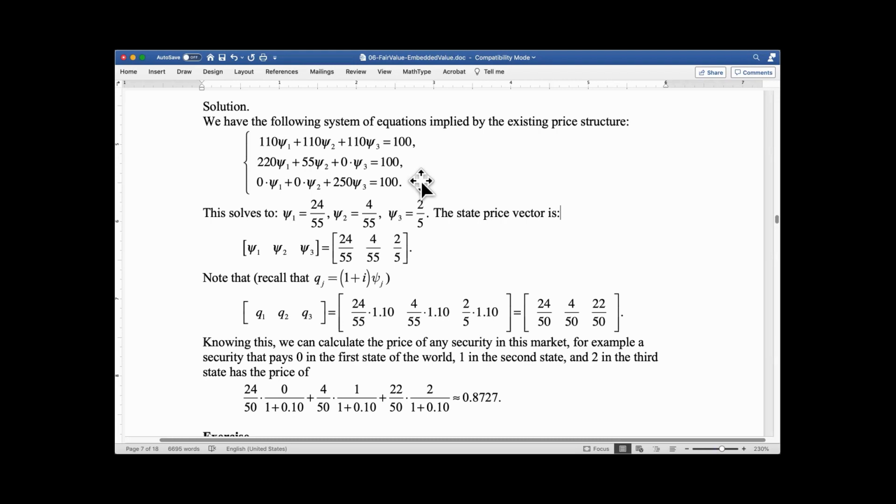So notice that the sum of the three entries in psi1, psi2, psi3 is not equal to 1, because these are not probabilities. These are prices of Arrow-Debreu securities. But the sum of all entries in Q1, Q2, Q3, well, it's 24 plus 4, so 28 plus 22, so it's 50. 50 divided by 50 is 1. And so these are probabilities.